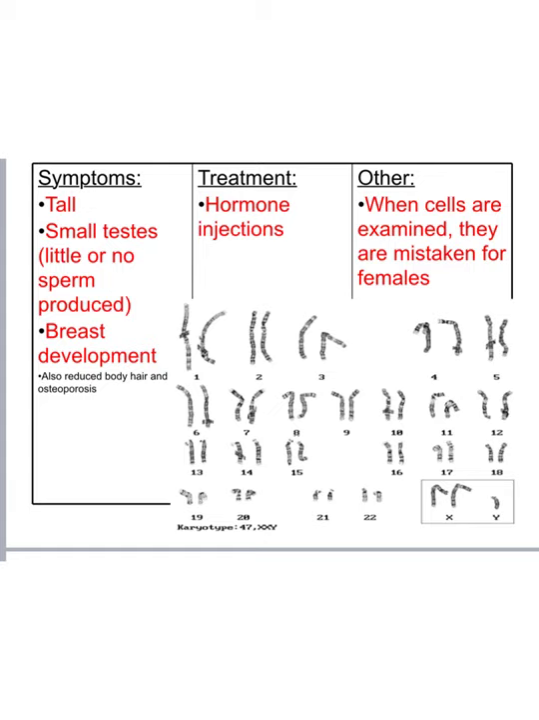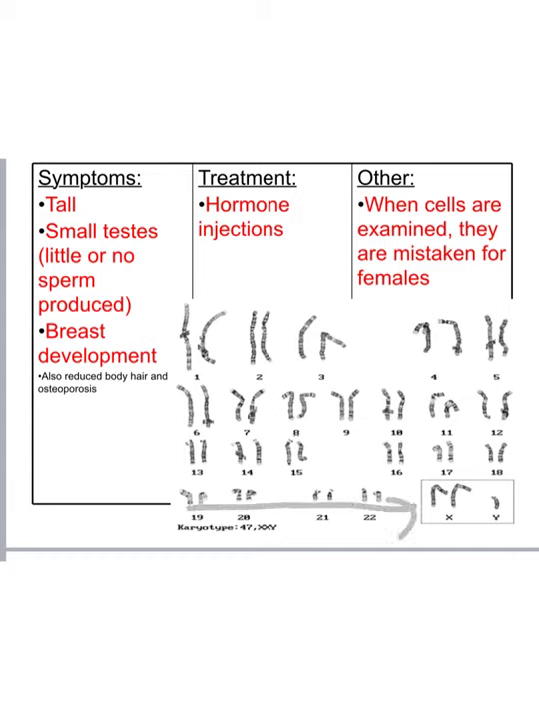You can see on the karyotype, and this is also in your other box, when their cells are examined and they look at the karyotype, as they're looking and they see all these chromosomes nicely in a row, they come across XX right here. So they are mistaken for a girl. But if they just moved a little bit farther, then they'll see that Y. So it's XXY, and that's Klinefelters.